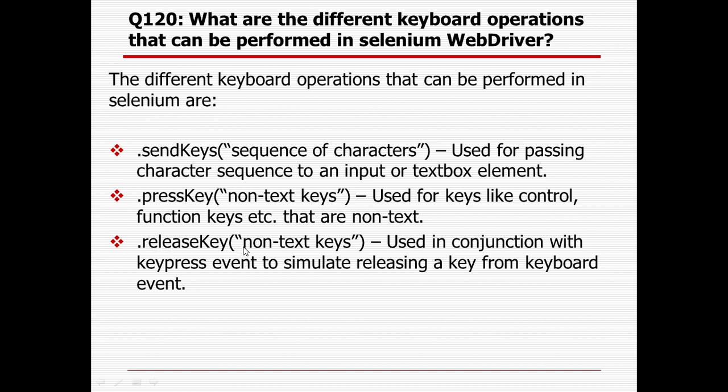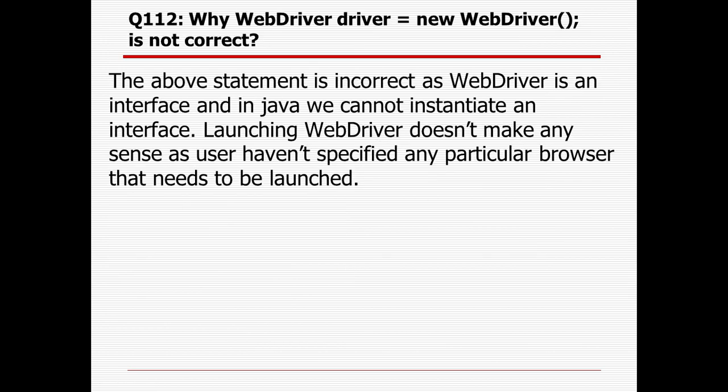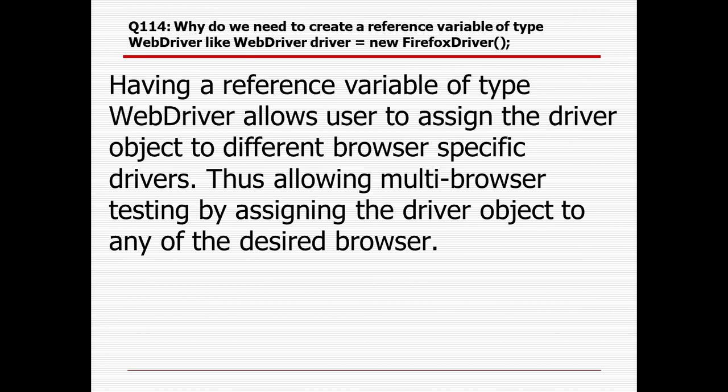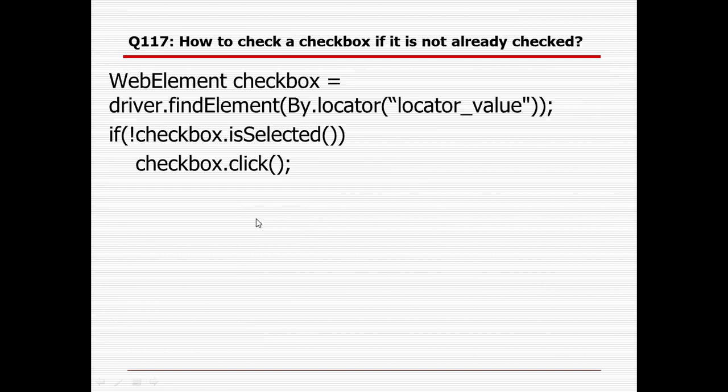Then keyRelease for non-text keys, used in conjunction with the key press event to simulate releasing a key from the keyboard. Whenever you are releasing something, you need to release it. In my earlier example I already showed you, whenever you are typing something, you need to release it. In the Robot class, you can see first the key press and then the key release. So you need to release it, otherwise it will not work.